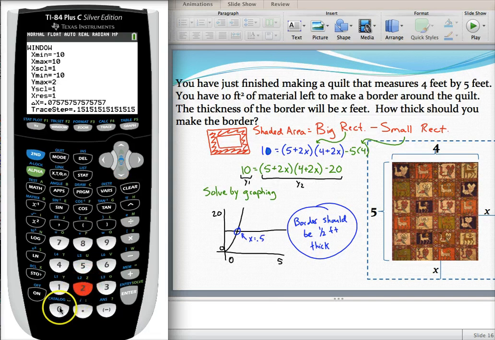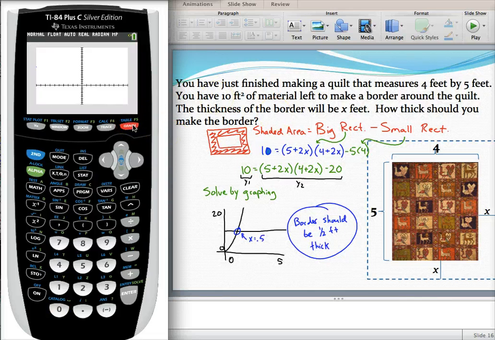And for my x, I don't really know. We'll see if we see an intersection with the normal window. If we don't see one, we'll adjust that as we need to. Keeping in mind what x stands for: x is the amount of border we're adding to this quilt. So I'm probably not adding 10 feet of border, but yeah, I don't know. Let's take a look at our graph then.